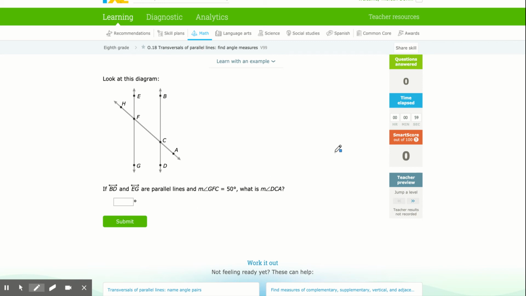Welcome. In this lesson, just like the previous lesson, we're going to identify alternate interior and alternate exterior angles, but more specifically, find their angle measure. One thing I just want to remind you of is that if these two lines are parallel, then the transversal, which is this line here, always forms 8 angles where there are actually only 2 measures.